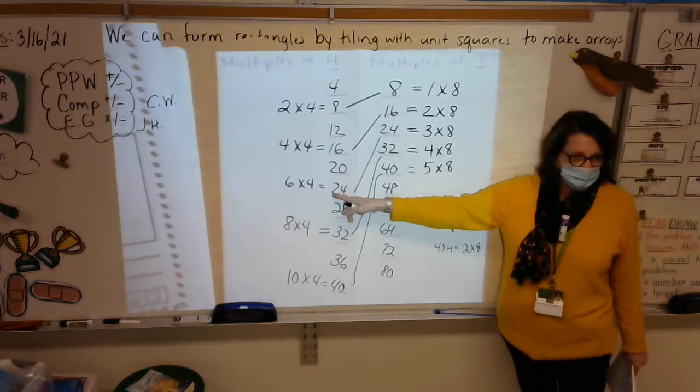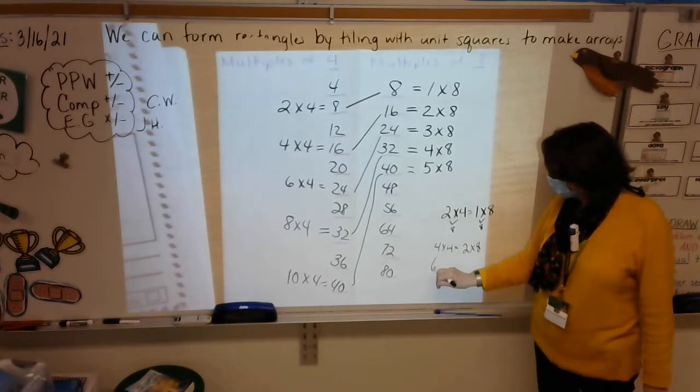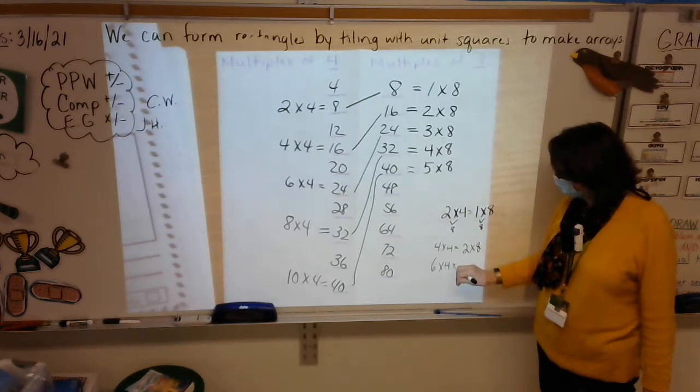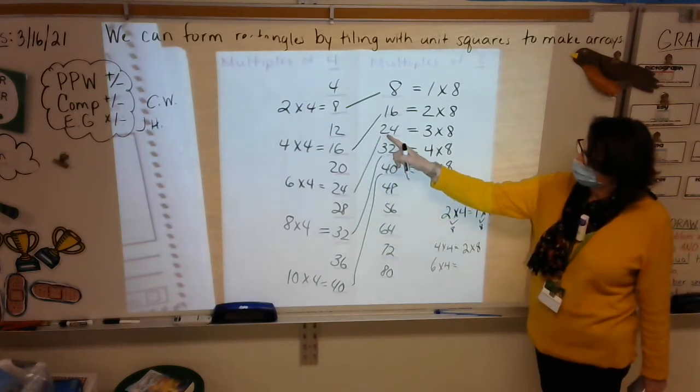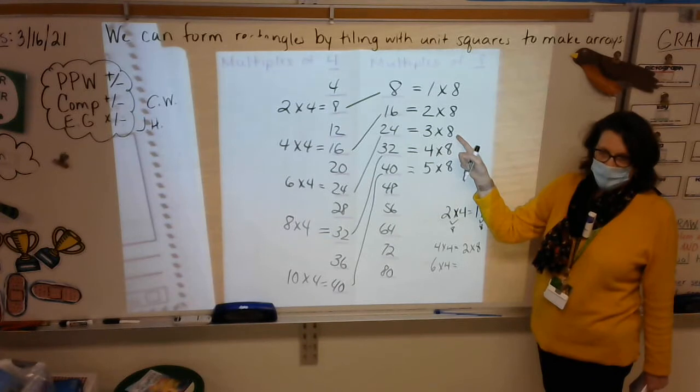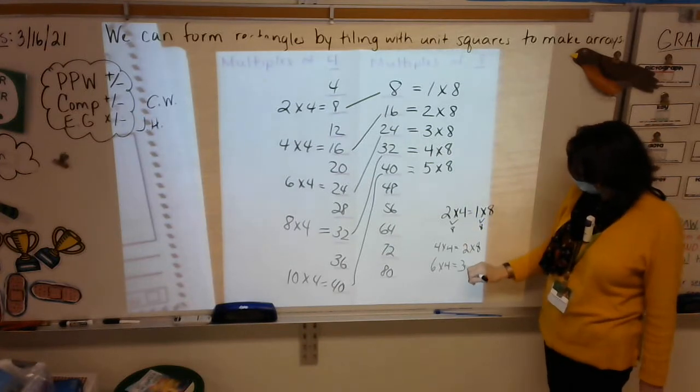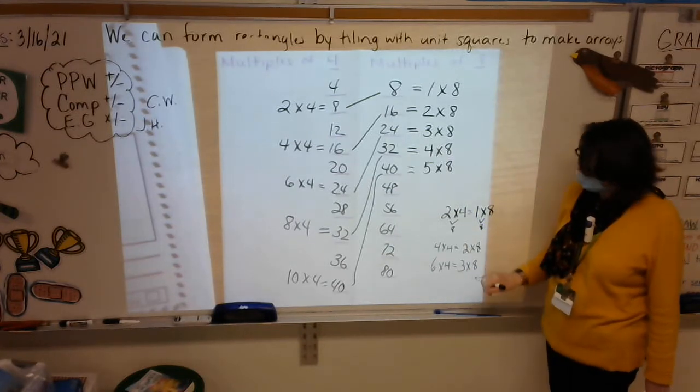Let's go to the next one, 6 times 4. I want you guys to go ahead and write it. 6 fours equals how many eighths? All right, if we go to 6 fours, it's 24 right here. We matched it up here to, how many eighths is it? 3 eighths. So we'll say 6 times 4 equals, everybody, 3 times 8 or 3 eighths.